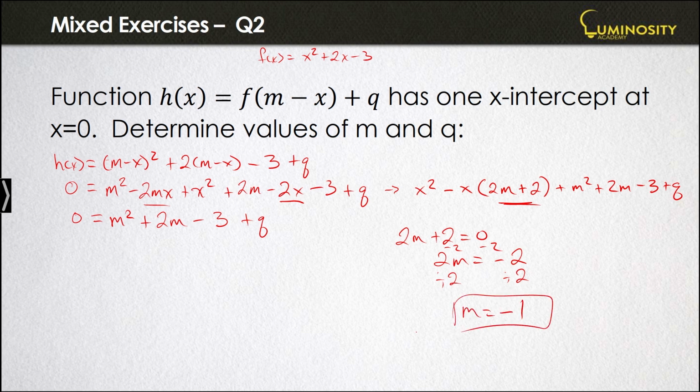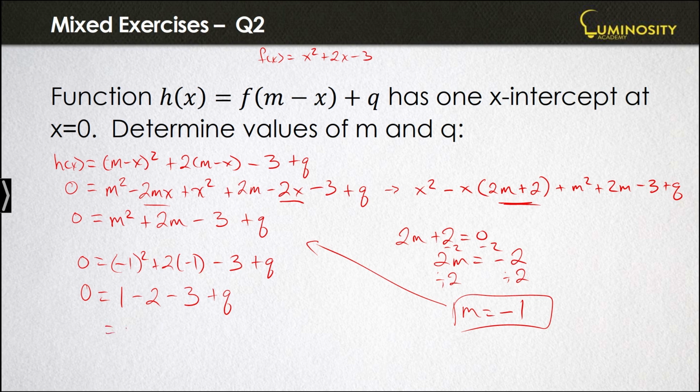So now we can plug this back in to here, and we get 0 equals minus 1 squared plus 2 into minus 1 minus 3 plus q. So here we get minus 1 squared is 1, 2 times minus 1 is minus 2, and then we have minus 3 plus q equals 0. So 1 minus 2 minus 3, we know that from before, is minus 4 plus q equals 0. So this means q has to equal 4.